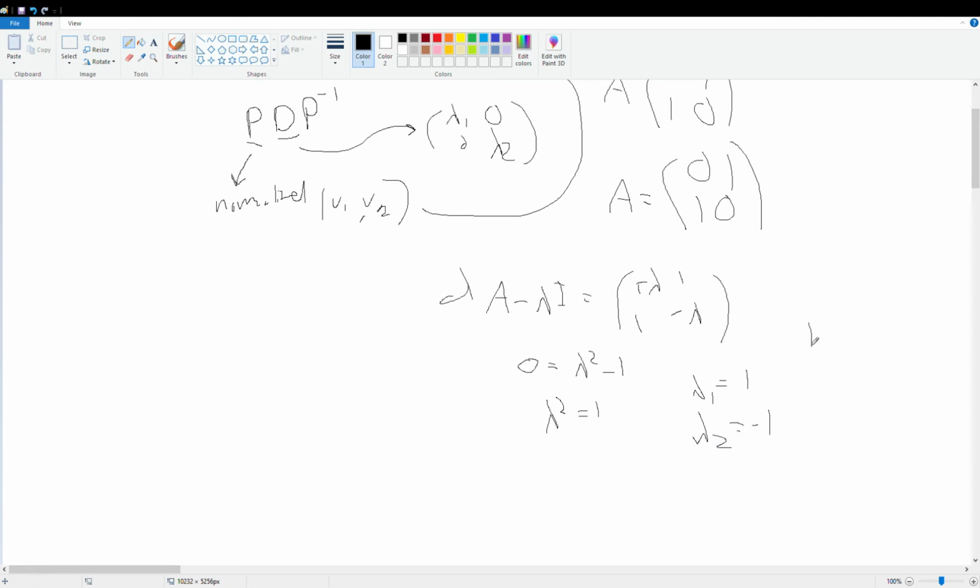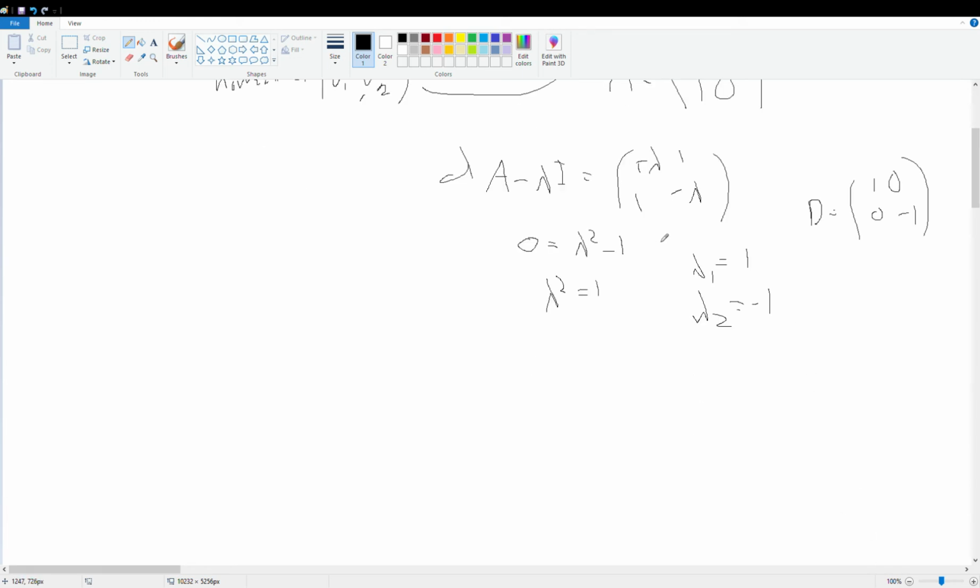That gives us D, which is just 1, minus 1. And then we'll need our eigenvectors. To do that, we take A minus lambda I. In one of these cases, it will be minus 1, 1, 1, minus 1. If we look at the null space of that and try to derive a vector, we end up with 1, 1. To normalize that, we go 1 over root 2, 1 over root 2. So that is our V1, the first column.